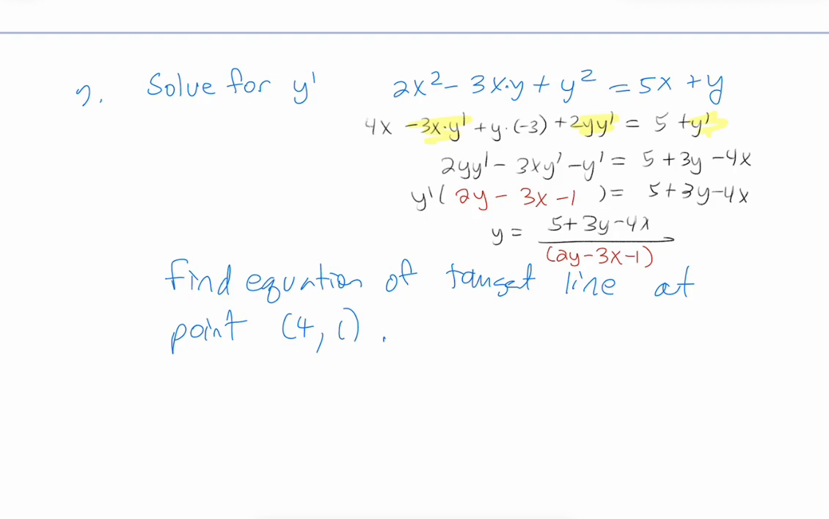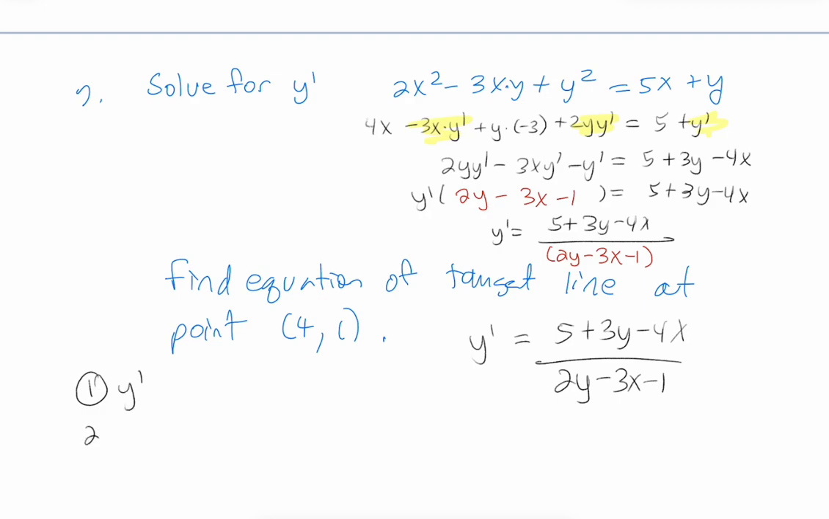What we have already found is that y prime equals (5 + 3y - 4x) over (2y - 3x - 1). Now remember the steps of finding the equation of a line, no matter what we've done so far. First step, you find y prime. Second step, you plug in the point to find the slope. Third step, you use y - y1 = m times the quantity (x - x1). Those are the steps every single time.